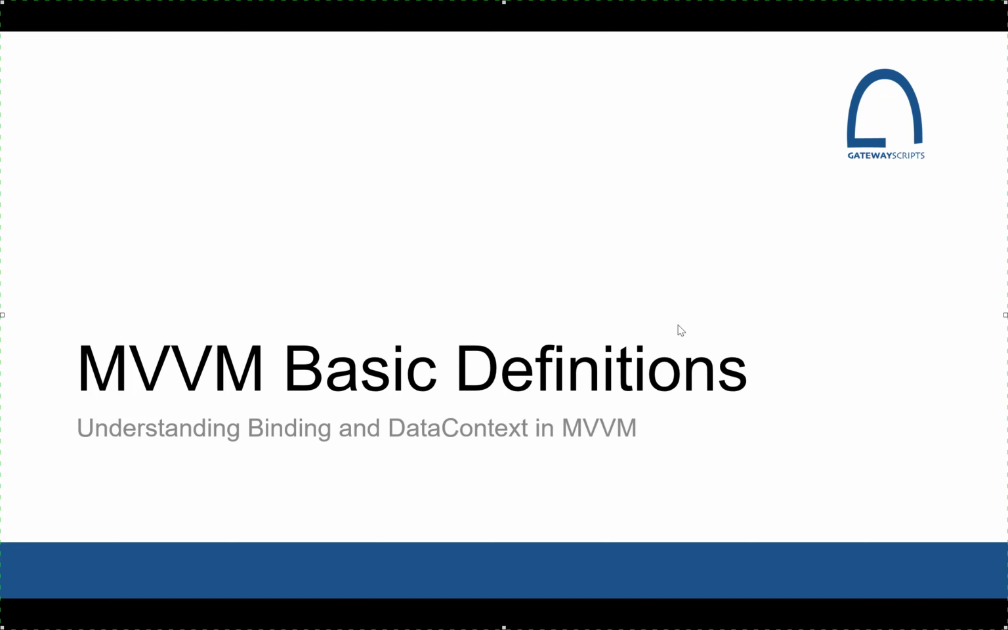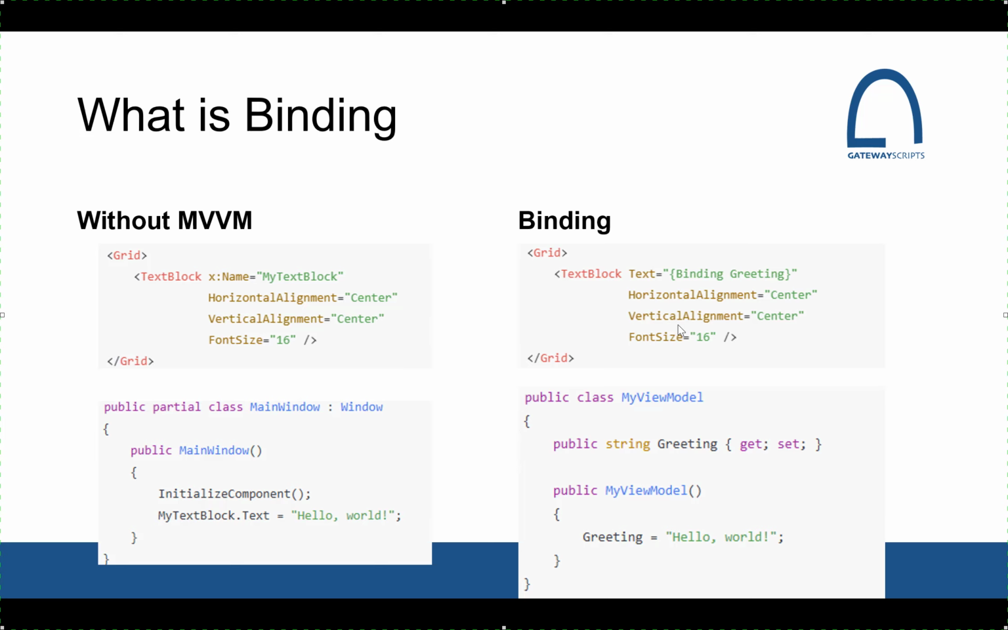Before we begin with some hands-on demonstrations, let's first get a couple of definitions around the MVVM software development pattern. Here we're going to talk specifically about binding and data context in MVVM. What you may be used to when building applications that have a user interface is looking at code like we see on the left side of the screen.